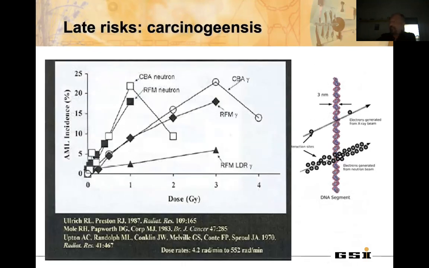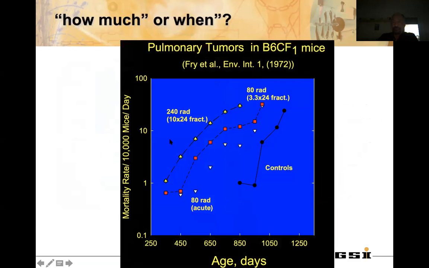However, it's also very effective for late effects. These are neutron experiments in carcinogenesis, this is acute myeloid leukemia in 2 different kinds of mice. And you see it is much more effective. Neutrons are much more effective than gamma rays. Moreover, they also reduce the latency time. So the tumors induced by neutrons also have a lower latency compared to those induced by photons.